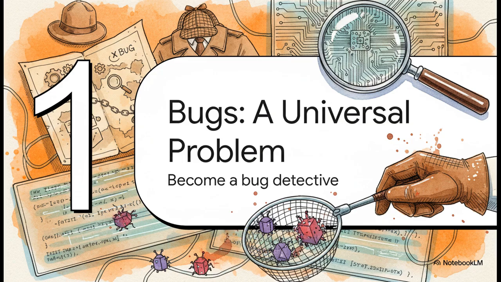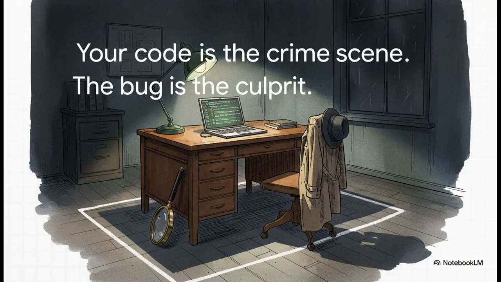So the trick isn't to somehow write perfect, bug-free code, because that's impossible. The trick is to get really, really good at hunting them down. It's a skill, and it's a skill we can learn. So here's the mindset I want you to adopt. Your code? It's a crime scene. Something has gone wrong. The bug is the culprit hiding somewhere in the shadows. And you are the detective on the case. It's your job to piece it all together. So, let's get to work.